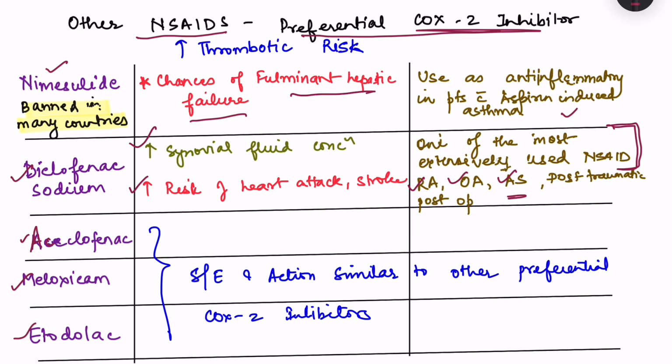Then we have other three drugs, that is aceclofenac, meloxicam, etodolac. Side effects and actions are similar to that of preferential COX-2 inhibitors. Sometimes aceclofenac is preferred over diclofenac because it has better tolerance. It has less GI side effects compared to that of diclofenac sodium.